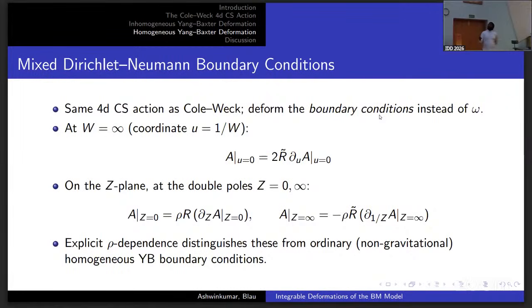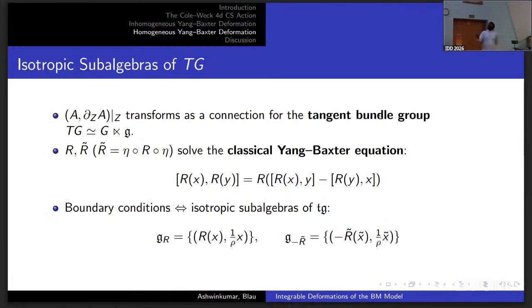So for the homogeneous case, I can start on the W plane and impose the usual mixed boundary condition at infinity on the W plane. This translates on the Z plane to boundary conditions that have explicit rho dependence that you see over here. And this distinguishes these boundary conditions from the ordinary homogeneous Yang-Baxter case. And once again, the boundary conditions correspond to some isotropic subalgebras of TG, with the two R matrices being related via conjugation by eta.